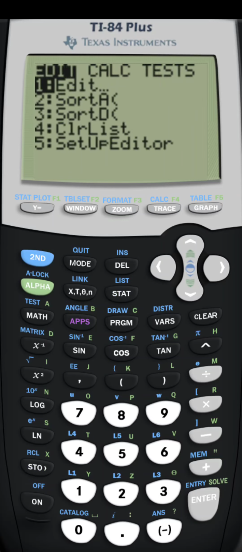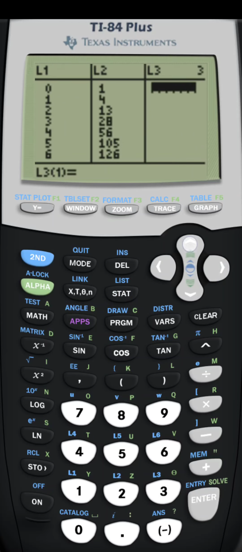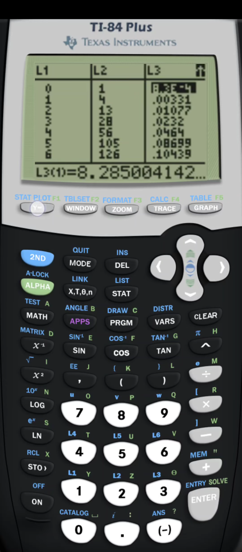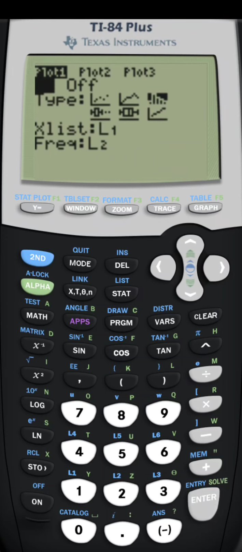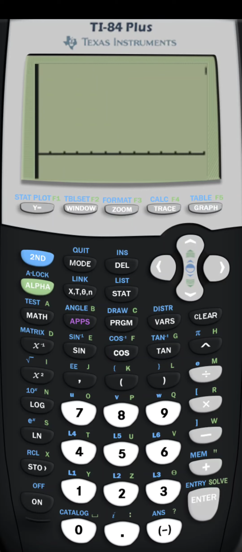Okay, so that's the step we missed. Let's go ahead and do it. We want to calculate the relative frequency distribution. So that's going to be L2 divided by the total number which we stored in C. Alright, so let's change our stat plot real quick. So just to recall, this shouldn't actually change the shape, but it's going to change the scale. It's one of our data transformation theorems.